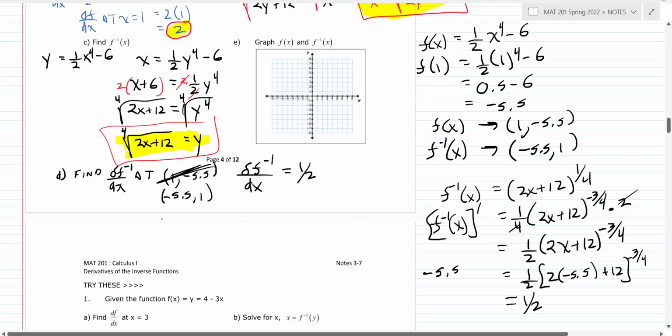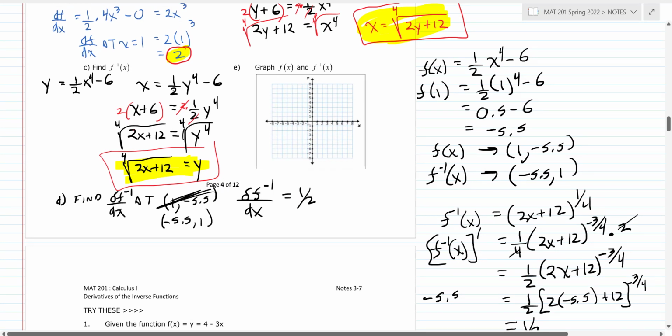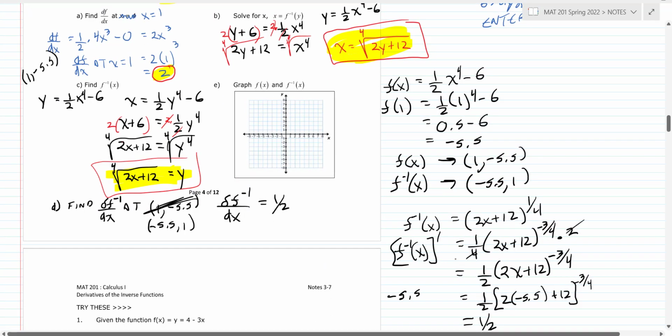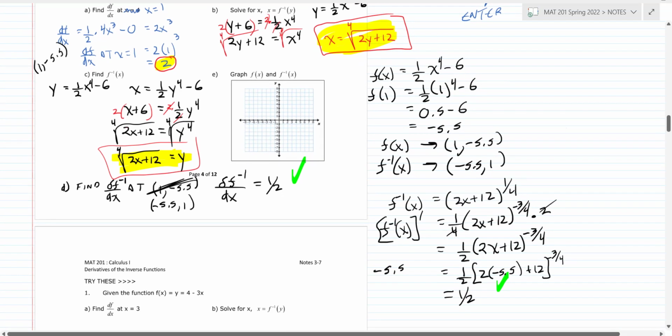Okay, so the question I want to kind of show you is, well, you would rather do it this way. You would rather just figure out, if you have the point 1, negative 5.5, then if you want to find the value of the derivative at negative 5.5, 1, then you just do the reciprocal. But yeah, a person could go ahead and get the inverse, do the derivative, and evaluate it at negative 5.5, and you'd get the same thing anyway. So that's what I'm attempting to show you on that.